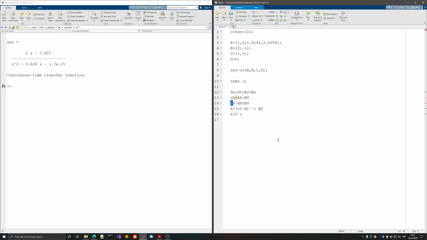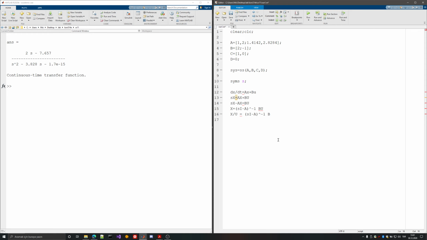Because this is a matrix and this is a scalar, in order to be able to take the difference, you have to have both as matrices. So basically, what I get here is that my relation between the input and my defined internal states is (sI minus A) inverse times B. I've just used the fact that this is a differential equation, and I can use the Laplace transform.